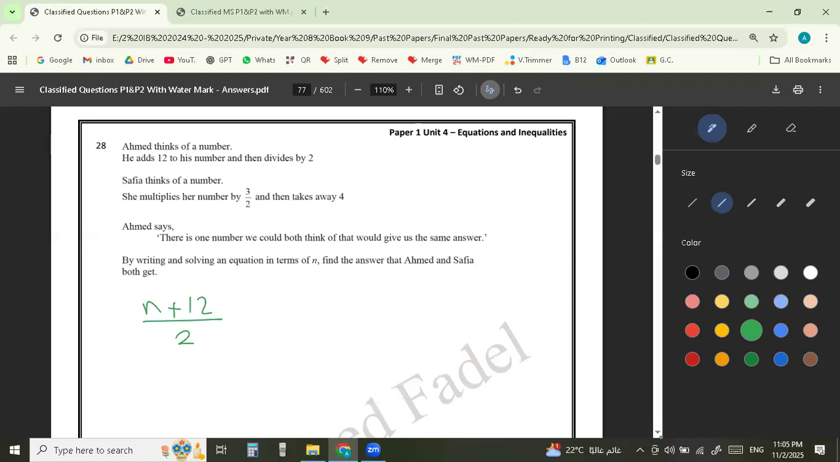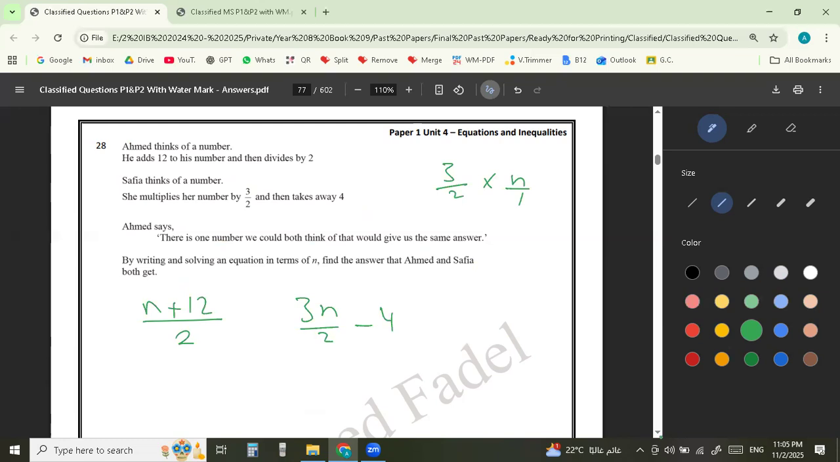Safia thinks of a number. She multiplies her number by 3 over 2. So 3 over 2 times n, she multiplied n by 3 over 2, which means n over 1. 3 times n is 3n over 2. She multiplied her number by 3 over 2, so 3n over 2. Then she takes away 4, minus 4.